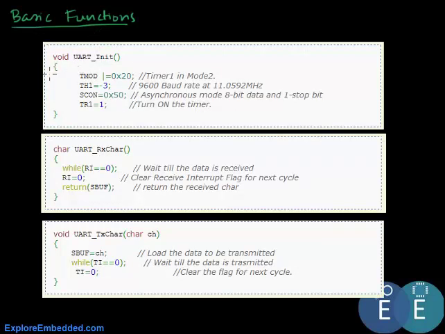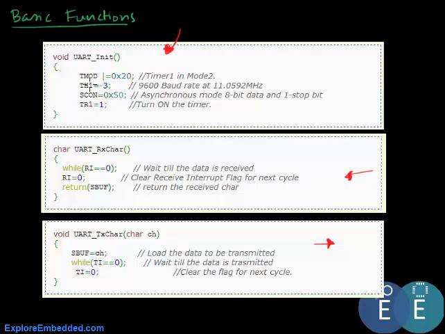Now the basic functions which we use are: this is used to initialize the serial communication, this is used to receive a character, and this is used to transmit a character. With these you can build upon it. You can transmit a string, you can transmit a number, you can receive a string and receive a number, and so on and so forth.